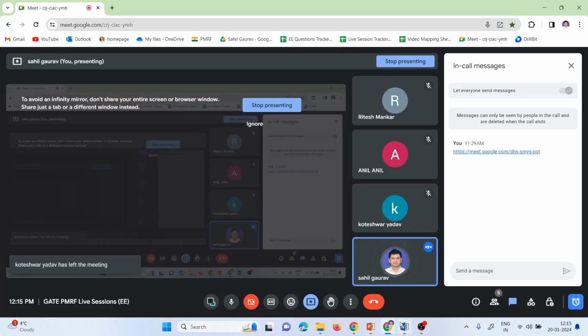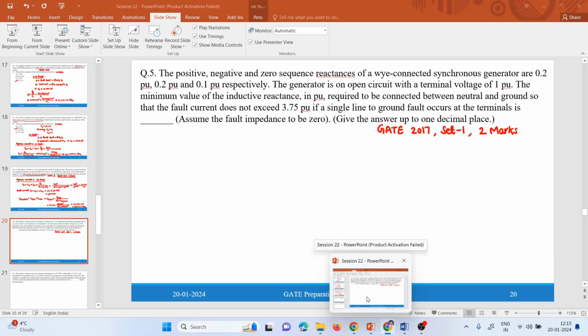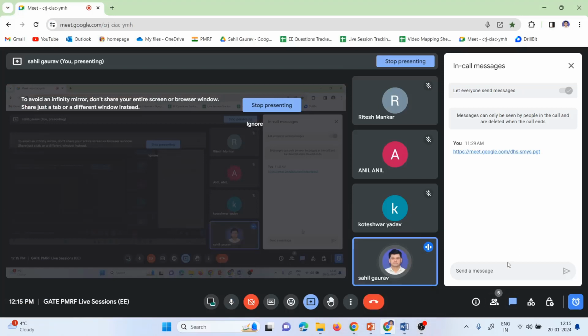Ritesh, Anil, Koteswar. So basically I am in different country, so time is showing different here.